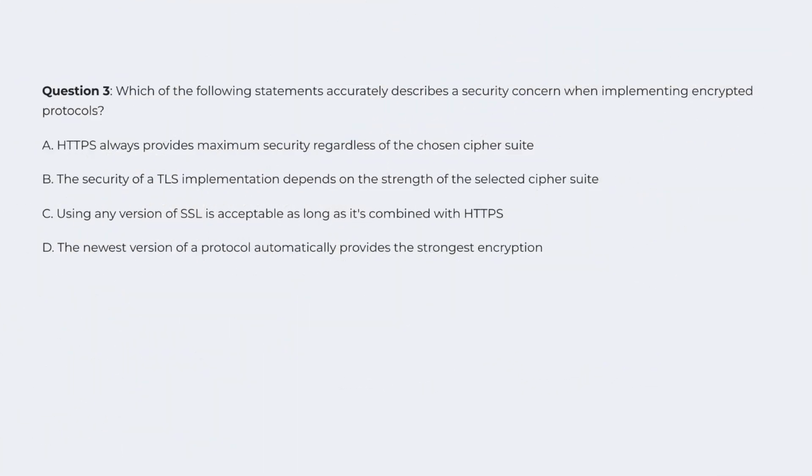Question 3. Which of the following statements accurately describes a security concern when implementing encrypted protocols? A. HTTPS always provides maximum security regardless of the chosen cipher suite. B. The security of a TLS implementation depends on the strength of the selected cipher suite. C. Using any version of SSL is acceptable as long as it's combined with HTTPS. D. The newest version of a protocol automatically provides the strongest encryption.